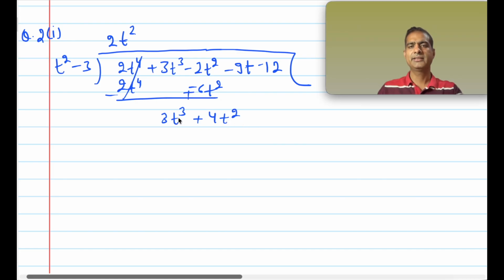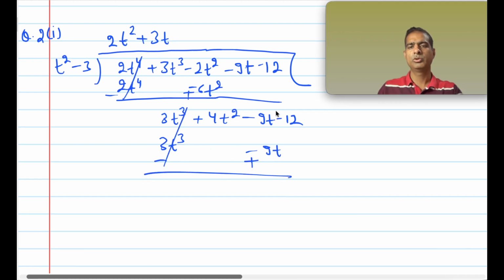Now again the highest degree term is 3t cube and the divisor is t square. So I need to multiply by 3t. So it will be 3t cube, and 3t into minus 3 is minus 9t. The remaining terms of the dividend also we took down, minus 9t minus 12. So I will write 3t into minus 3 is minus 9t below this. So I will change the signs. So these both will cancel out.